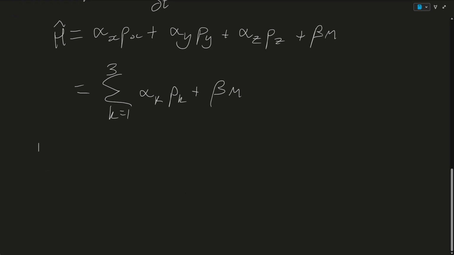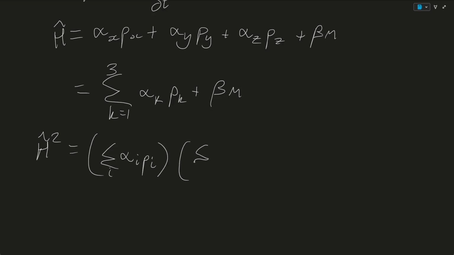So the Hamiltonian squared, what is that? It is the sum over i of alpha_i p_i, and then the same, but instead the sum will be over j, alpha_j p_j, plus that sum over i again of alpha_i p_i times, I'm going to run out of space here.